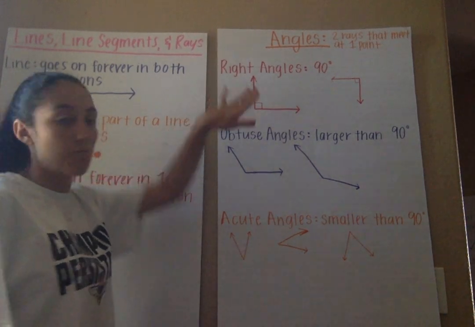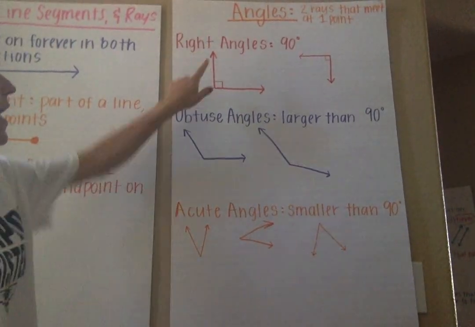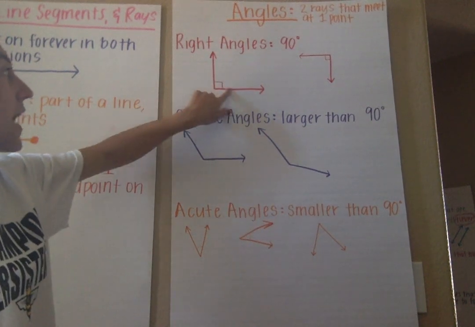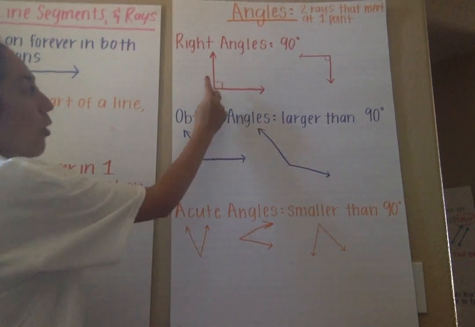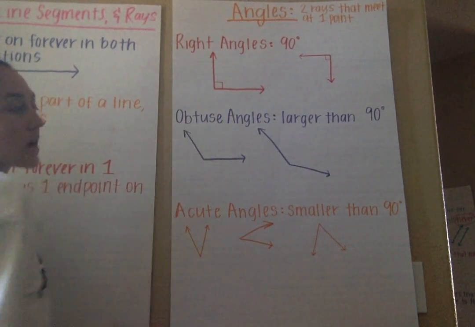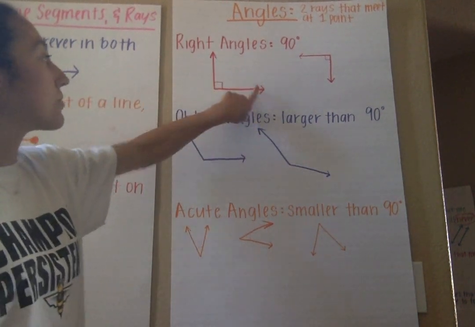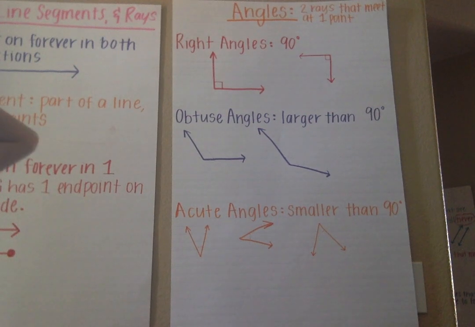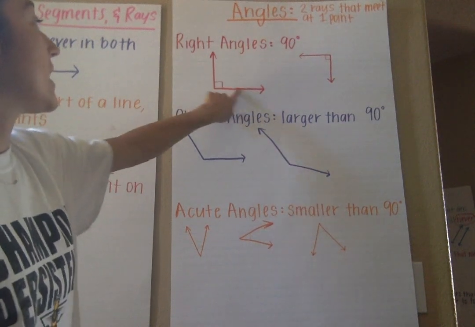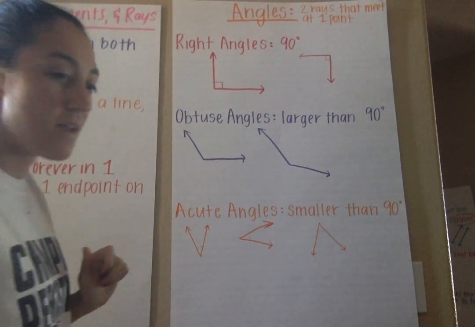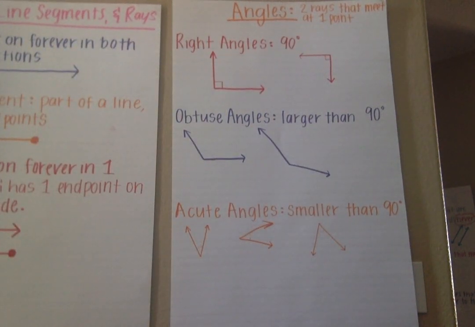The first one is called a right angle. You have seen these before. Right angles come together to form a perfect L, or upside down L, or sideways L, and you can always make a perfect box right here. So these are considered right angles. These are 90-degree angles if you measure them with a protractor. We do not have those, but if you were to measure it, this would be 90 degrees. If I push these two together, it would form a perfect square.